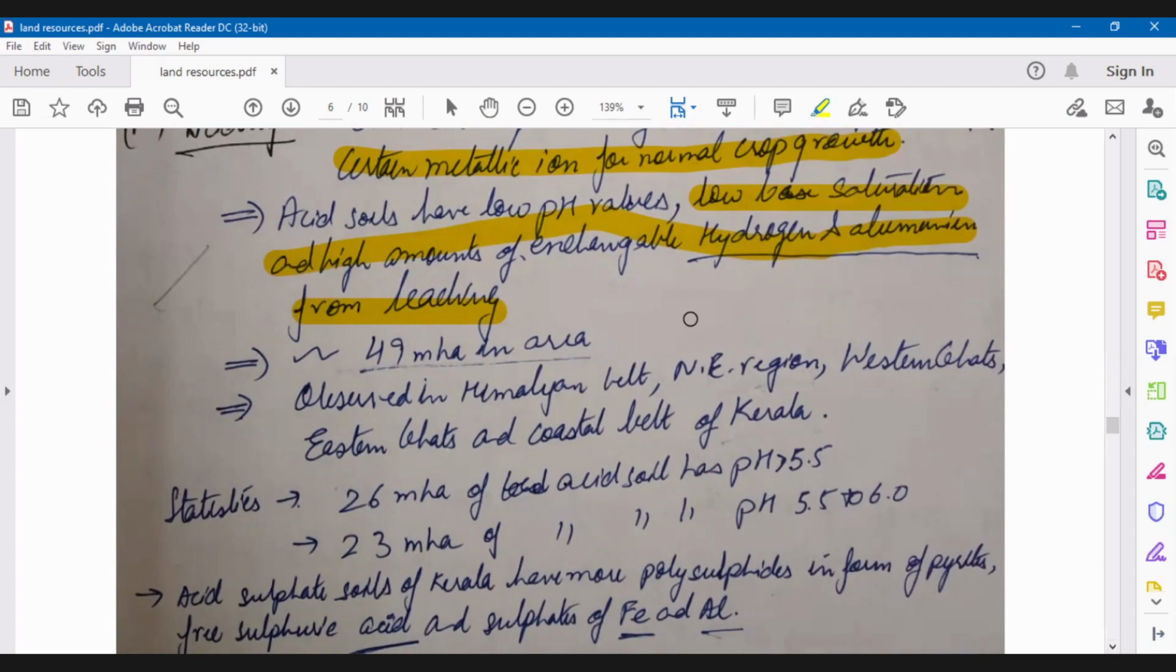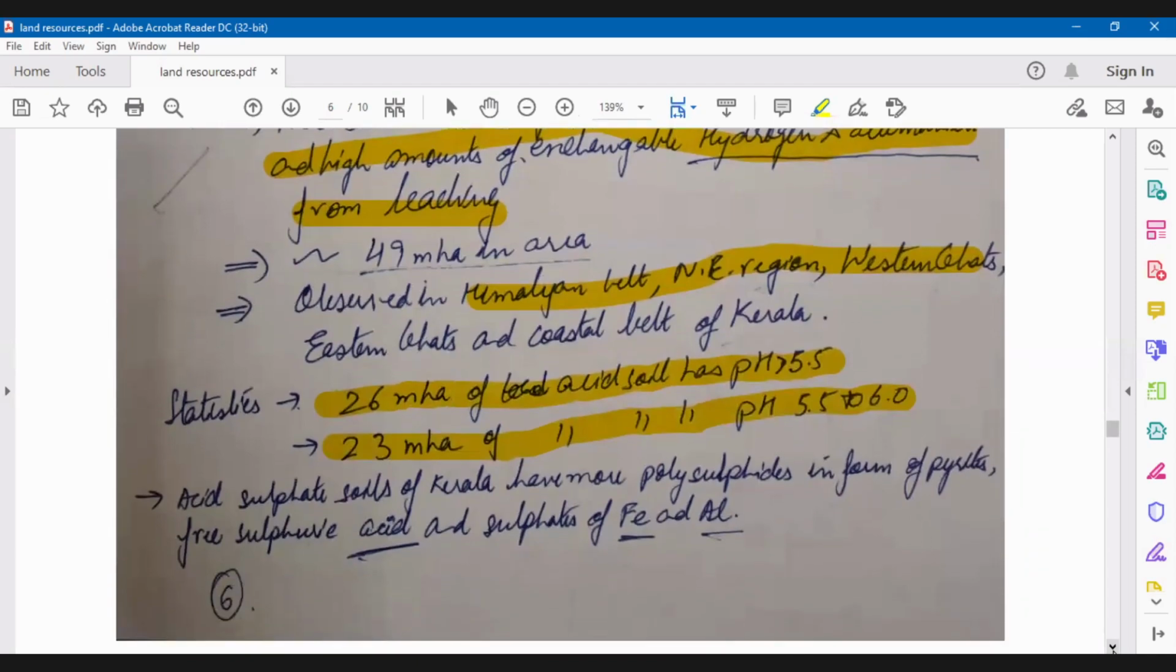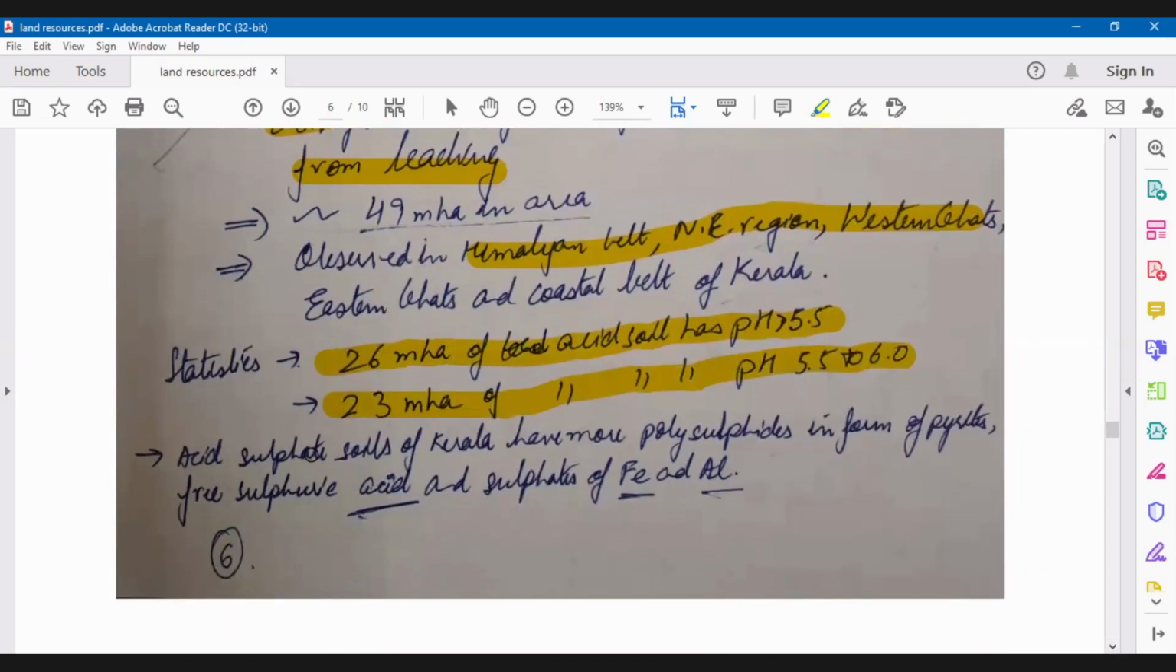So where is it observed? It's observed in your Himalayan belt, northeastern region and Western Ghats. Okay. So 26 million hectares of land is acid soil, with a pH less than 5.5, and 23 million hectares has a pH between 5.5 to 6. Because we are talking about statistics, this is the reason. So acid sulfate soils of Kerala have more polysulfides in the form of pyrites, free sulfuric acid, and sulfates of iron and aluminum. This is also one important point.